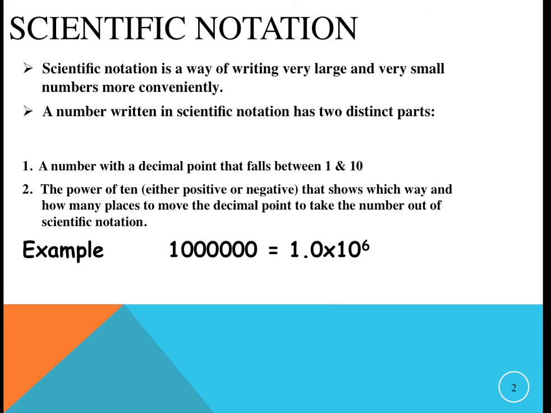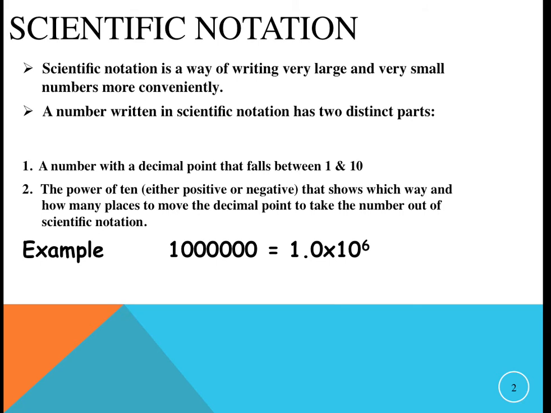Scientific notation is a way of writing numbers that are extremely large, meaning a lot of zeros, or very small, meaning a lot of zeros in the decimal places, leading zeros, in a way that's more manageable and a way that we can actually enter them into our calculators.